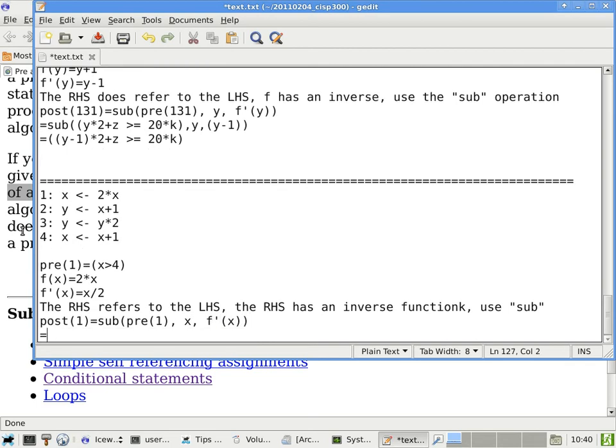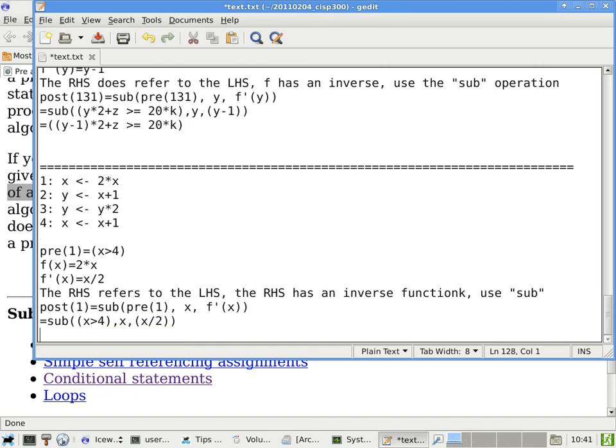The next step is just to expand everything that we know about the precondition and the inverse function. The pre one is just x is greater than 4. We replace occurrences of x by x divided by 2. Is that okay so far? Okay. So once we perform the substitution, it is just saying x divided by 2 is greater than 4.